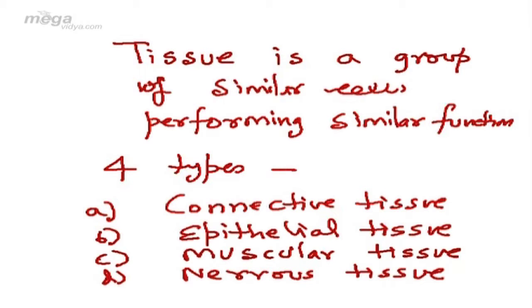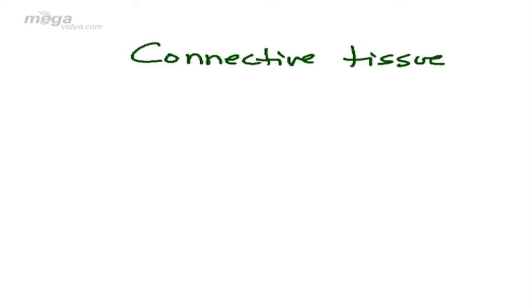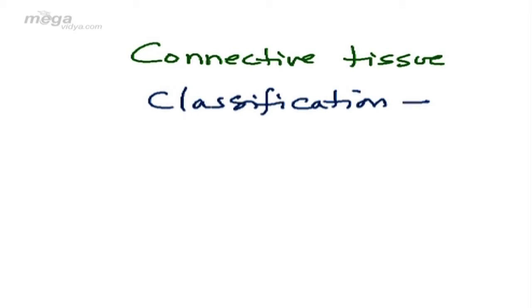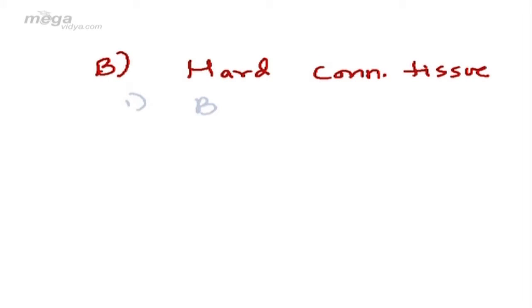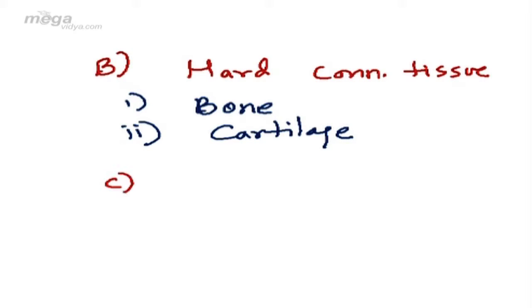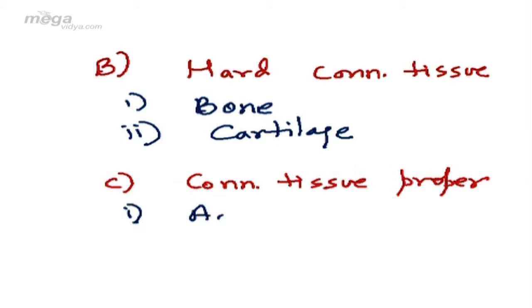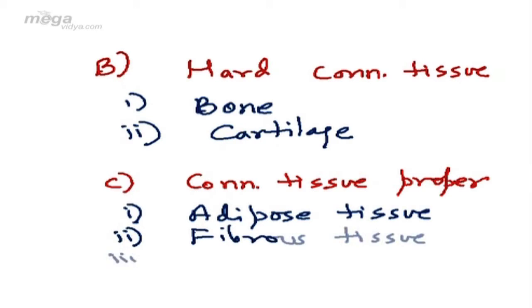First of all, we'll discuss connective tissue, which is the most widespread tissue in our body. If we classify the connective tissue, it can be divided into three types. A. Liquid connective tissue, which includes blood and lymph. B. Hard connective tissue, which includes bone and cartilage. And connective tissue proper, which includes adipose tissue, fibrous tissue, and areolar tissue.